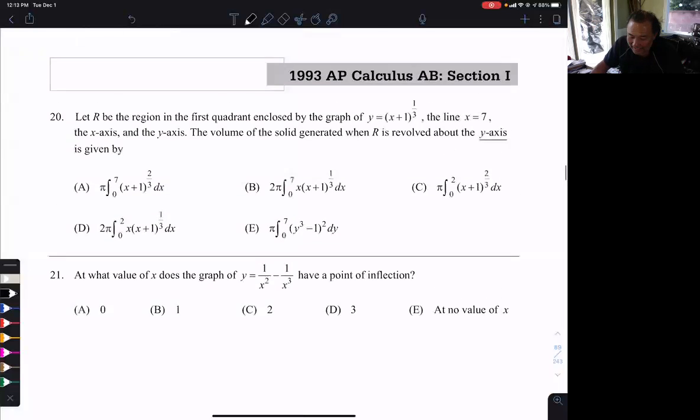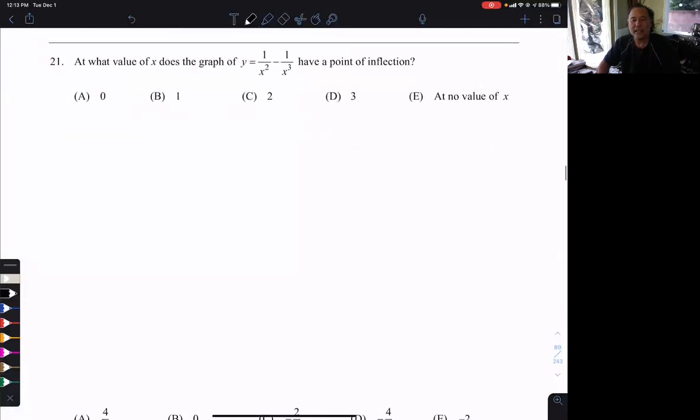Okay, 1993, number 21, points of inflection. You should know that's when the second derivative changes signs, so we need to find the second derivative.